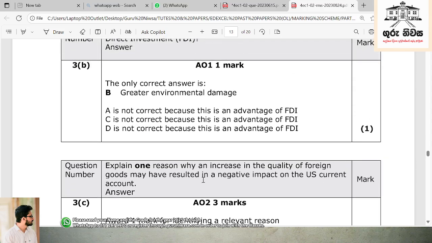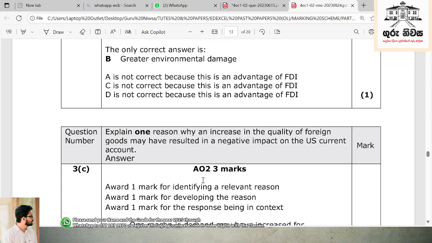Can you see the screen I'm sharing? Yes, sir. Then this is the way of allocating these 3 marks, Lamai. Can you read it? 1 mark for the reason. Here the reason is the increase in quality of foreign products. Then 1 mark for developing the reason. Developing the reason means you need to explain what happens when the quality of foreign products increases. Then the final mark is given.